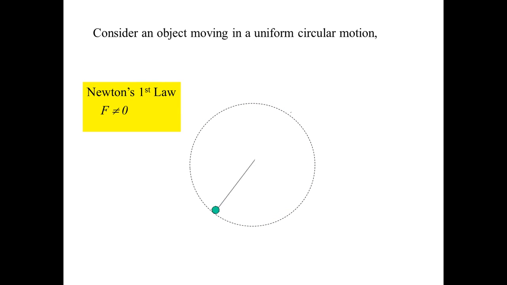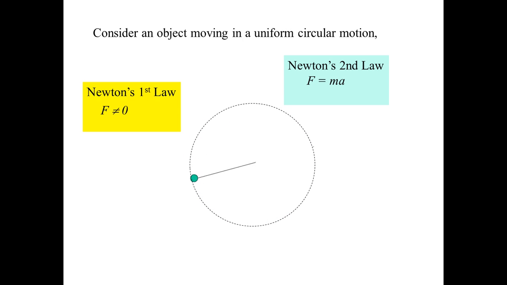From Newton's first law, we know that the resultant force acting on the object cannot be zero because the object is changing its state of motion. That is, its velocity is changing every time. So there must be an unbalanced force. Then from Newton's second law, we have F equals ma.